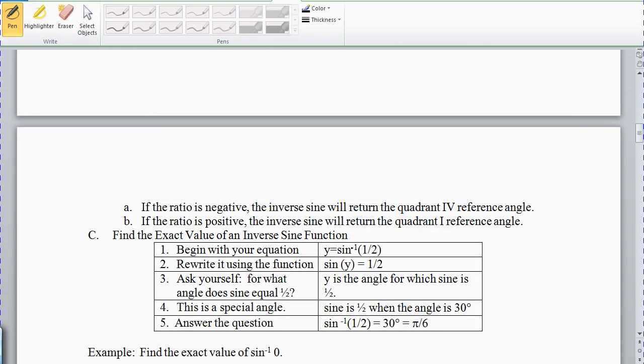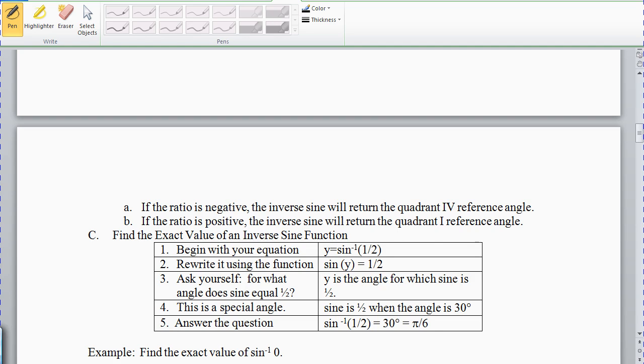Suppose you have y equals inverse sine of 1/2. Now if you want to, you can take the sine of both sides or rewrite it using sine of y. There's all kinds of ways of doing it. We can do it as an equation like this, like we've done here. And what it ends up being though is that this y value is the angle for which sine equals 1/2.